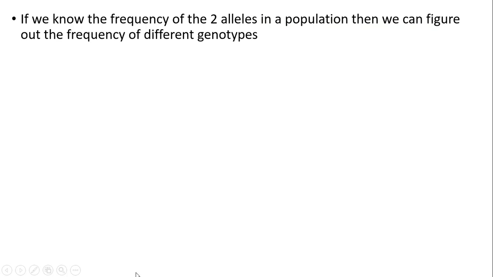With that, we can figure out the frequency of different types of genotypes in that population. There are three different combinations of genotypes. You can either be homozygous dominant. If you know the frequency of the dominant allele alone, you can then figure out what percent of the population is homozygous dominant for that particular trait.